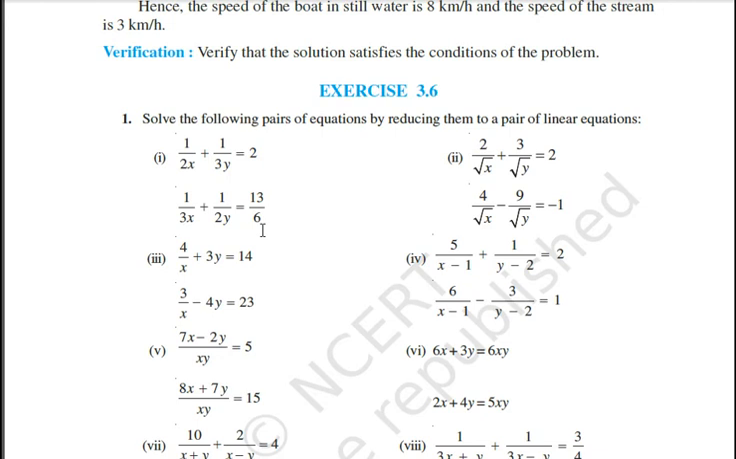Then we can solve. Now remember, listen carefully, no particular method has been given. You can solve by substitution method, by elimination method, or by cross multiplication method. Mind it, cross multiplication method is the least time consuming method. But whatever method you are comfortable with, do the sums using that method. Okay? Let's see the first one.